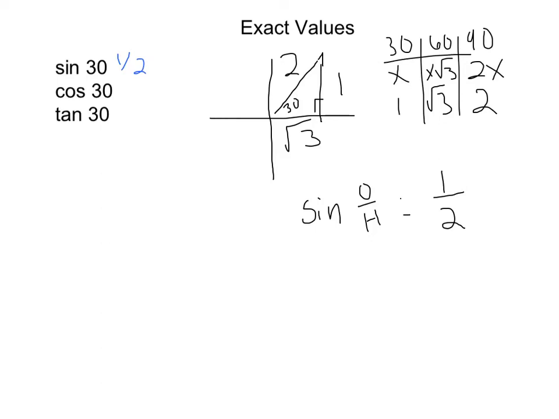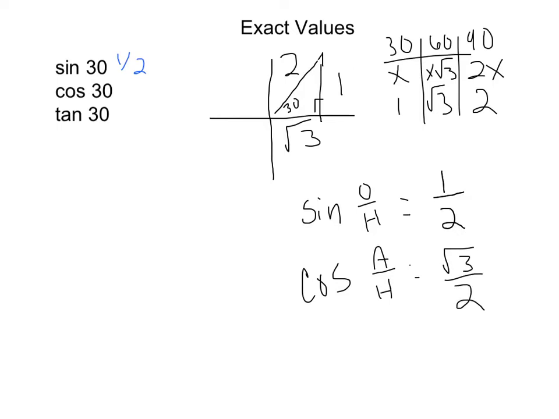Alright, so now let's try it with cosine. My cosine ratio is adjacent over hypotenuse, and I'm going to solve this the same way. I look at my adjacent side to 30, so next to 30 is the square root of 3, and my hypotenuse is still 2. So that means my cosine of 30 degrees is root 3 over 2.